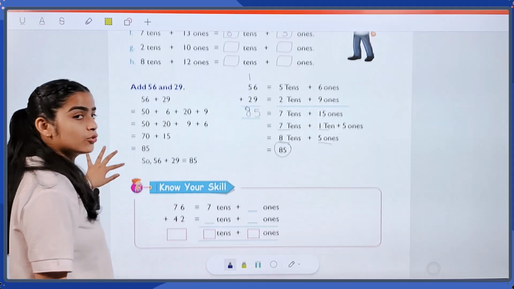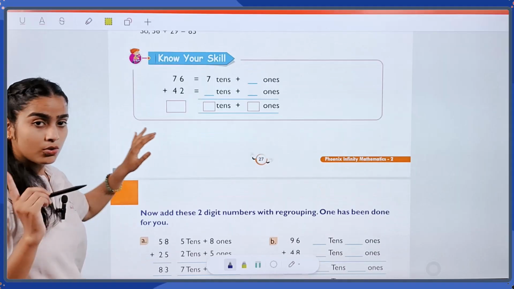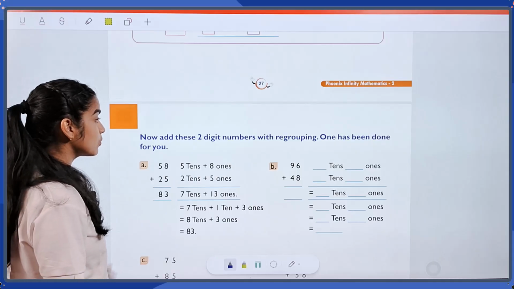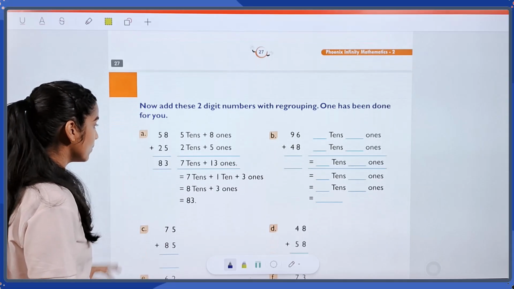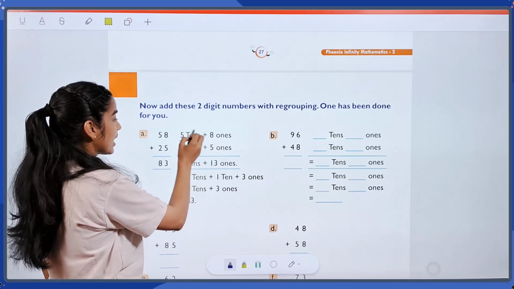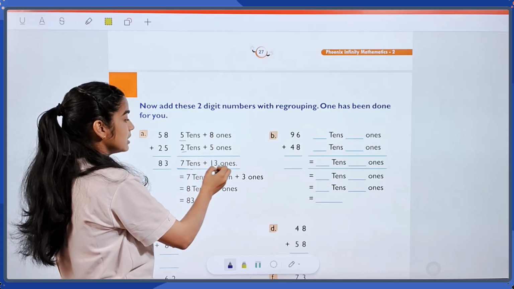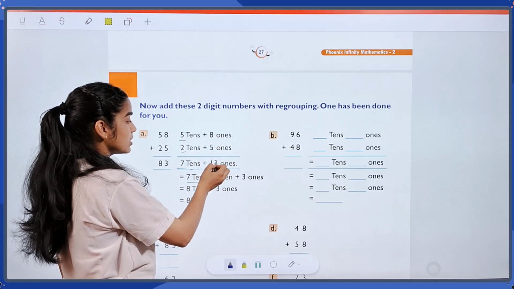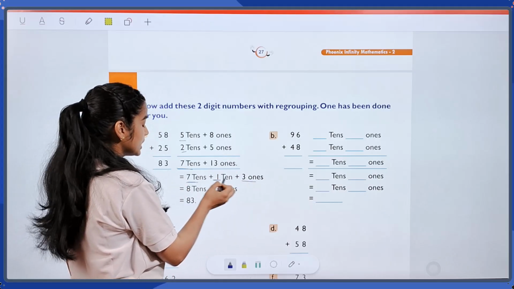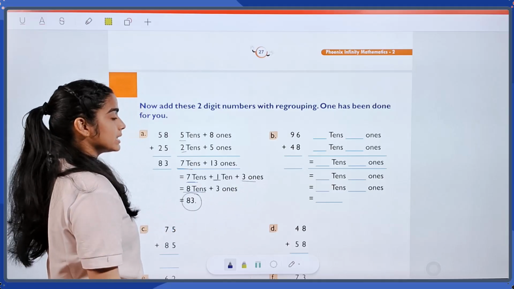Now you have to know your skill, how much you have learned. So you have to answer this question on your own. Okay. Now add these two-digit numbers with regrouping. One has been done for you. 58 means 5 tens and 8 ones, and 25 means 2 tens and 5 ones. So 5 tens and 2 tens are 7 tens, 8 and 5 are 13 ones, which means 7 tens and 13 ones would be 1 ten and 3 ones. 7 tens plus 1 ten is 8 tens and 3 ones, your final answer, 83.